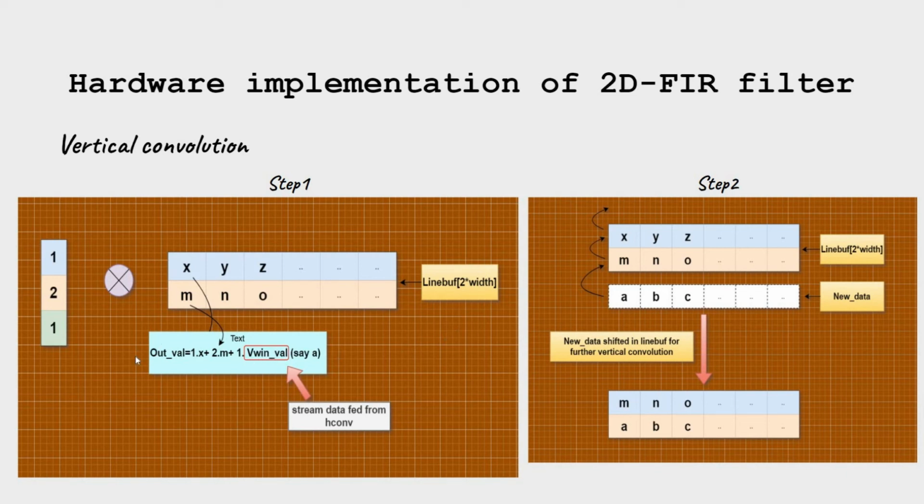And what happens is we get the convolved value out, val, which we store in our final variable. In the next step, x goes out of the line buffer, and the new value which we fed in, suppose a, gets shifted into the line buffer. So using this line buffer as a shift register, we can perform this vertical convolution with much fewer resources. Otherwise the amount of storage space we would have required would be very high.